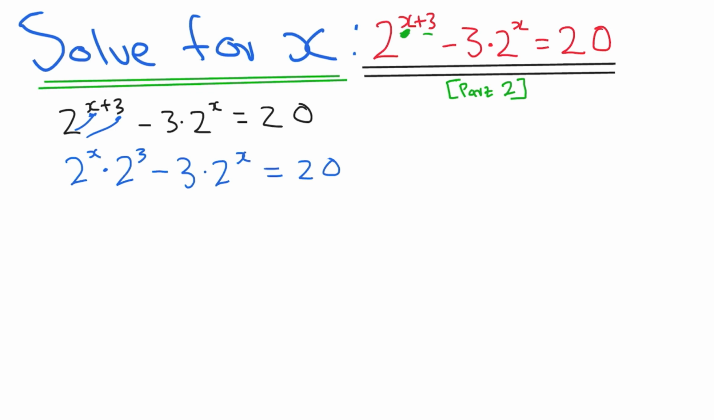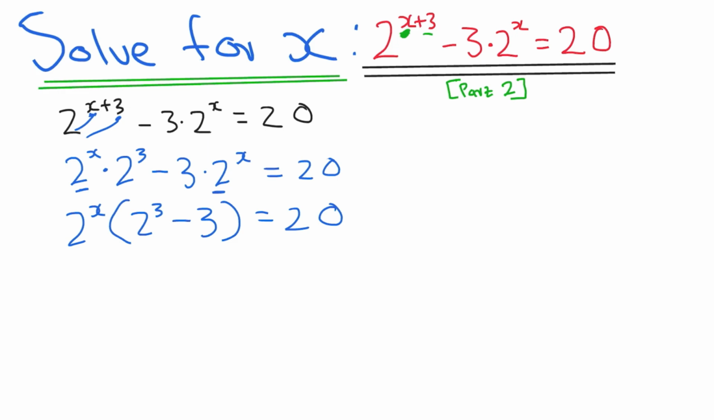From here on, we're just going to take out a common factor. Which one is the common factor? The one that repeats itself, 2 to the exponent x. So 2 to the exponent x, open bracket, would be our common factor, which means we'll be left with 2 to the exponent 3 minus 3, close bracket, equals 20. Do you see how? Because this and this have a common factor, I took it out and I'm left with this.